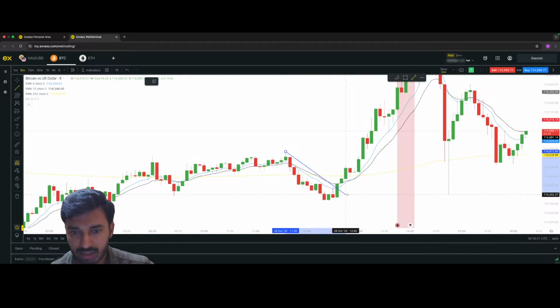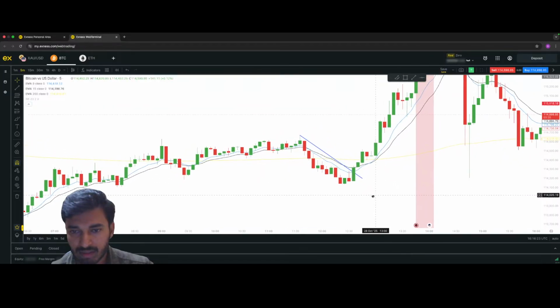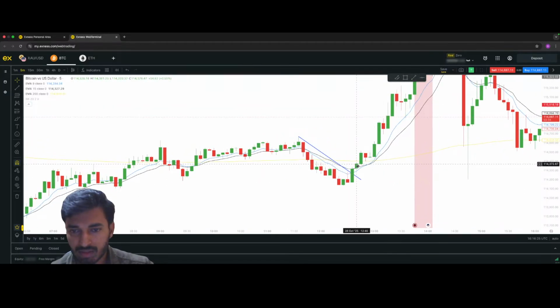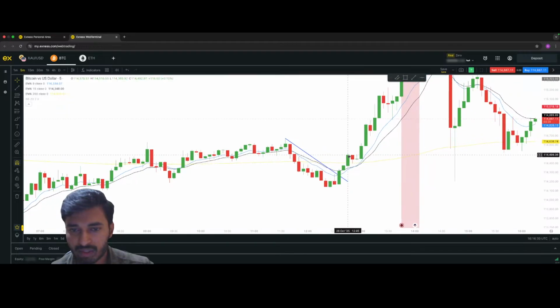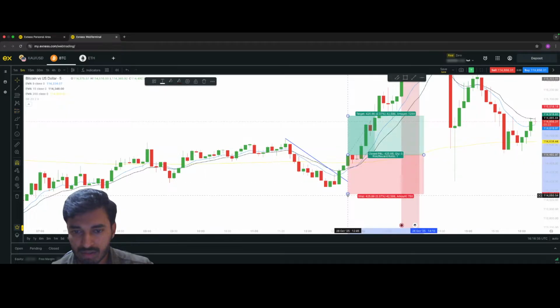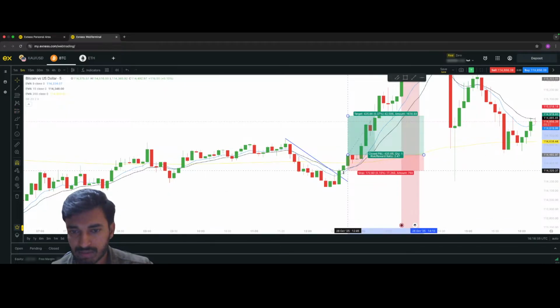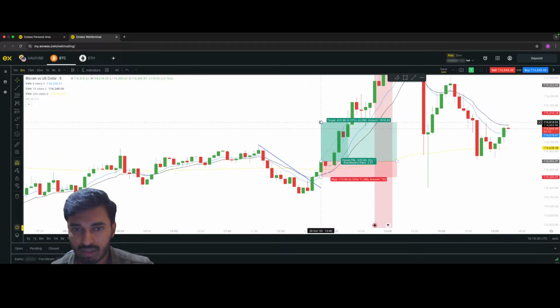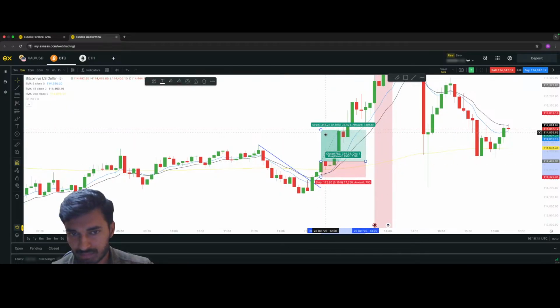If I draw the trend line over here, then the breakout, like it is trading above the 200 moving average, then we'll take a trade over here, long position, stop loss below these candles. So 1:2 target, easy, right?